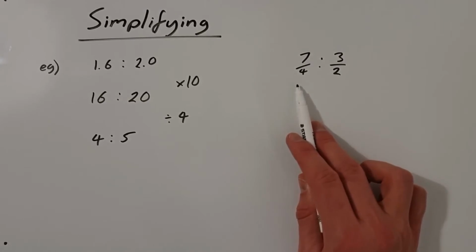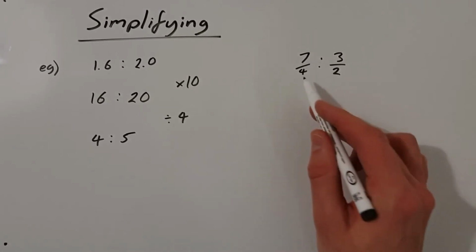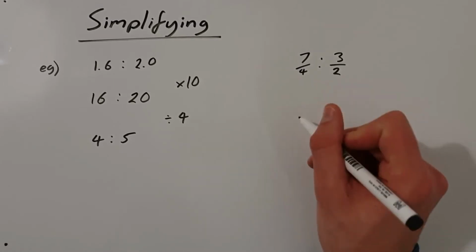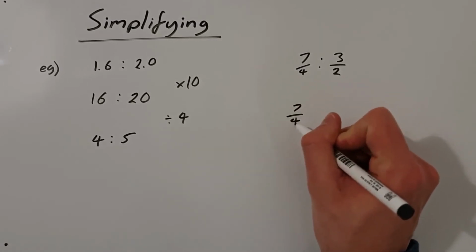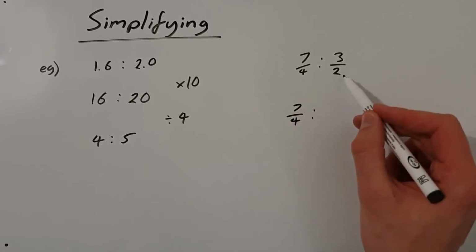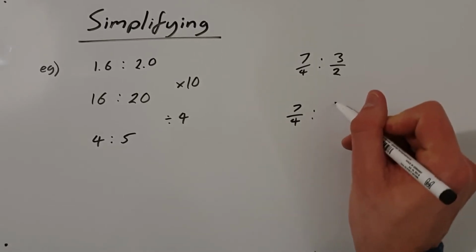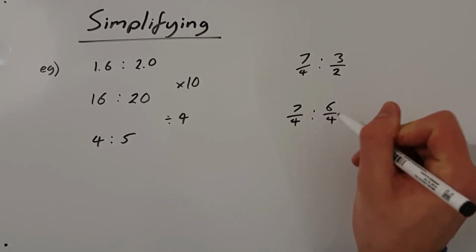So we can use that as our common denominator. So turning this first one then, it already has a denominator of 4, so they can stay the same. So we can keep 7 over 4, and we can double 2 to get 4. So then we must double the numerator and denominator. So this one can become 6 over 4.